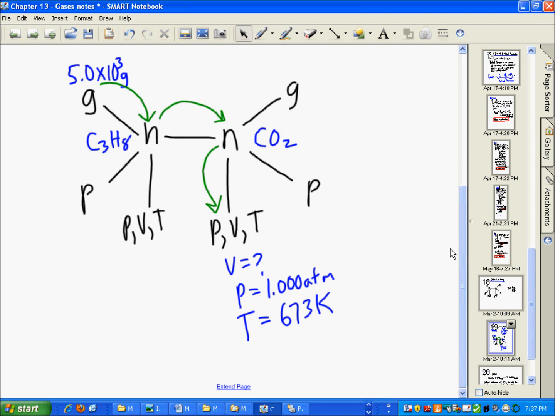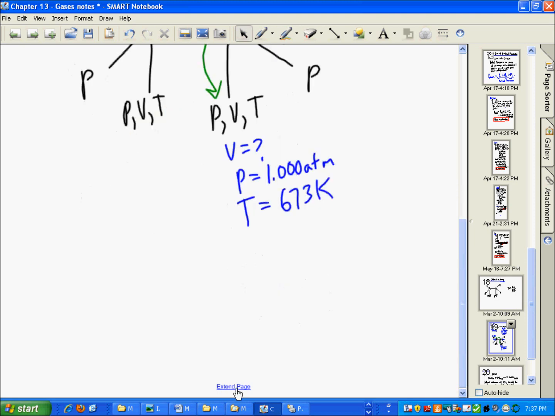Making sense? Yes, I guess. Yes, sort of. Hoping there would be no more mole maps. You're hoping for no more mole maps. Sorry to disappoint you.